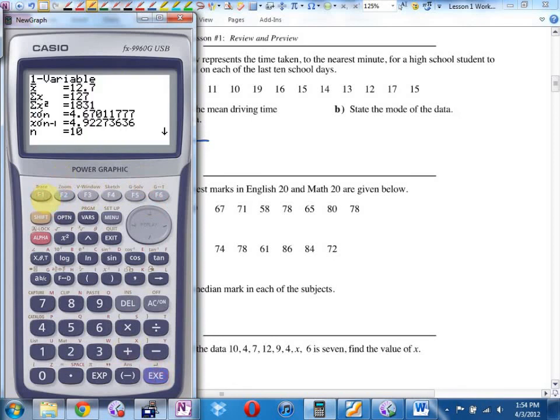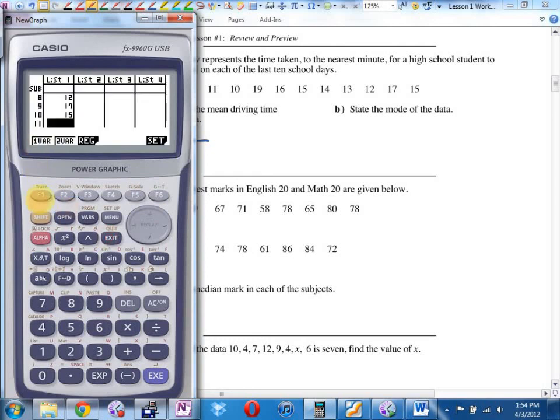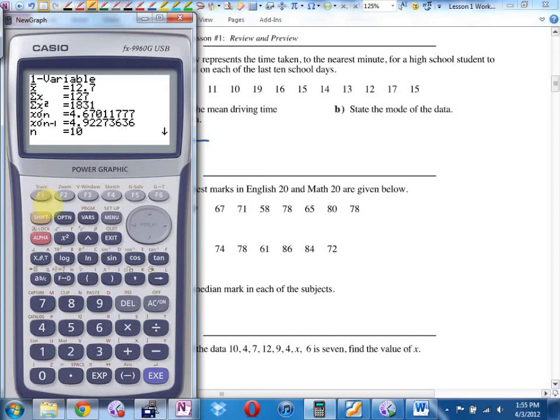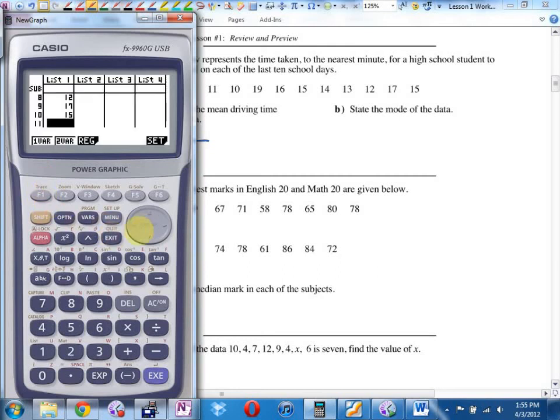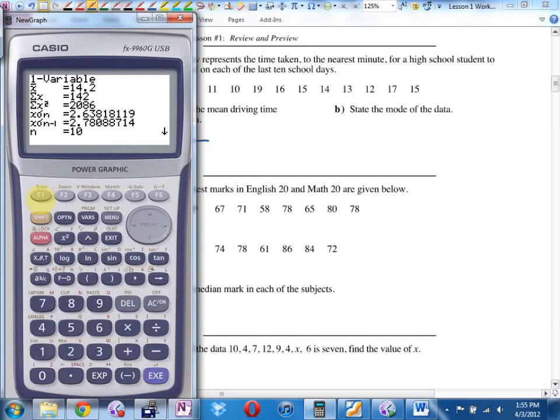Do you get 12.7? One variable. One variable count. Right? Do we get 12.7 or not? Or am I wrong? 14.2? Have I got a typo in mine? Oh, it's not 1. Is it a 16, Mr. Dueck? 16. Try that again. Do you get 14.2?